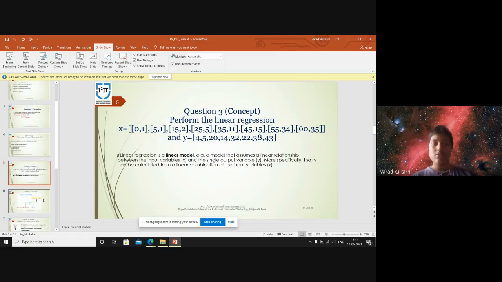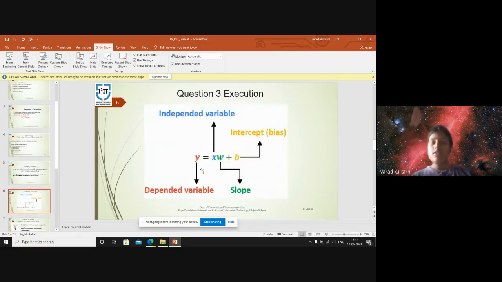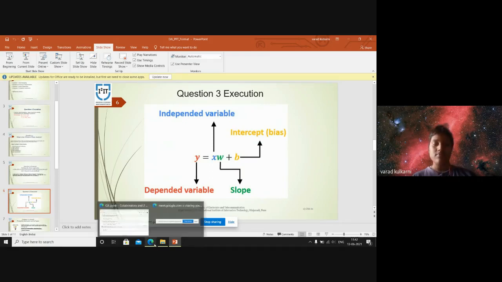Let's see it. So, in the equation y = xω + b, here y is the dependent variable whereas x is the independent variable and ω is the slope. So, let's move forward to the code execution.